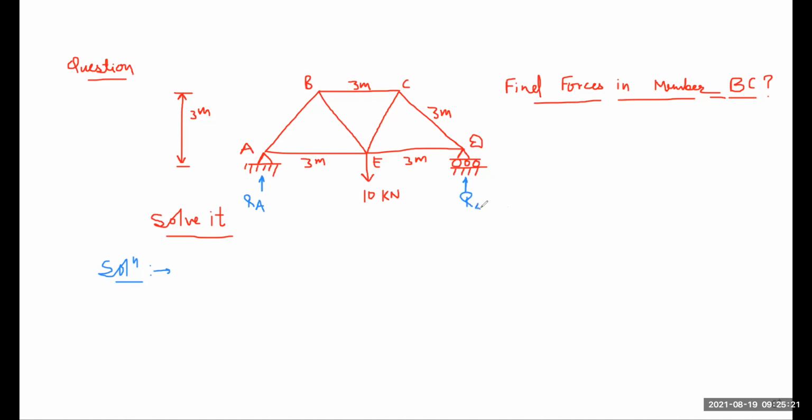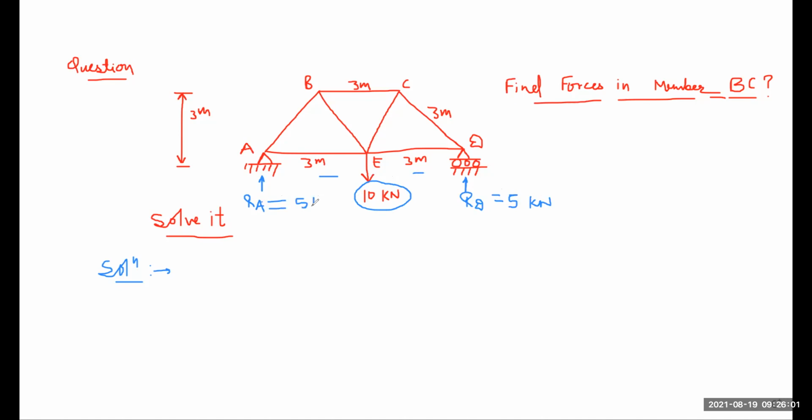So what you do is find these reactions by the equilibrium equation: summation of force in y direction is equal to 0. Step first is to find the reactions. Here we see a 10 kilonewton load acting downward. The distance is the same, 3 meter and 3 meter, so the load is distributed half and half. Here 5 kilonewton of load is acting, and here also 5 kilonewton. So RA is equal to 5 kilonewton and RD is also equal to 5 kilonewton.